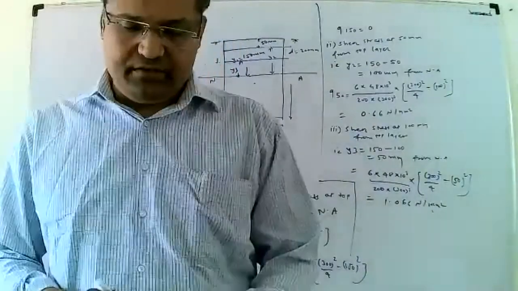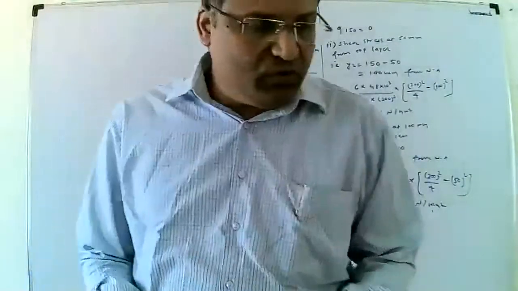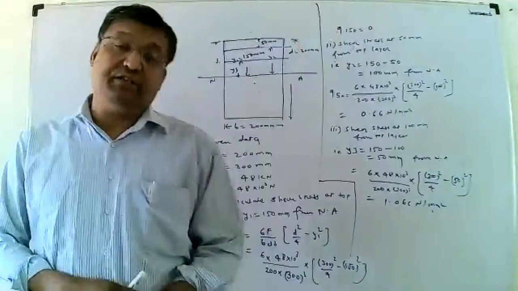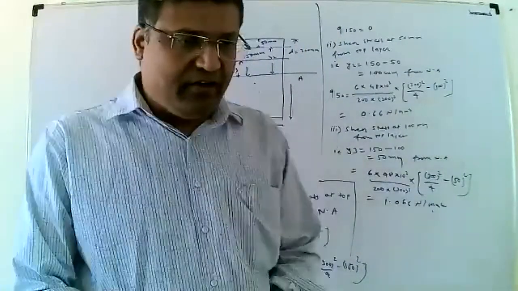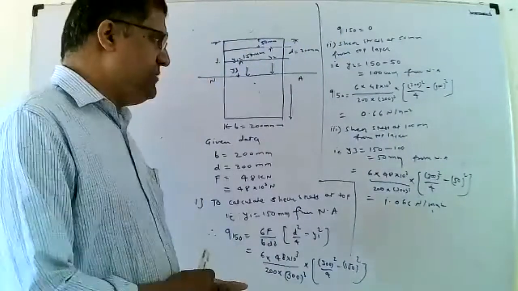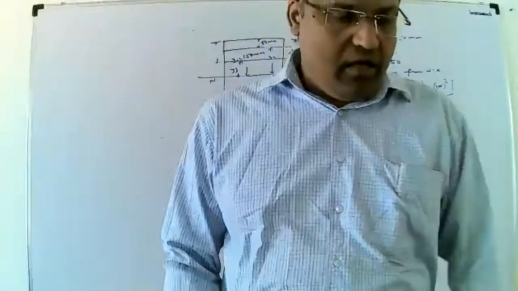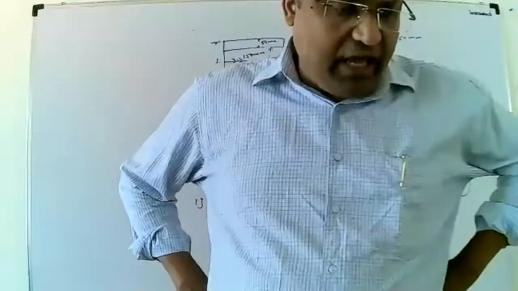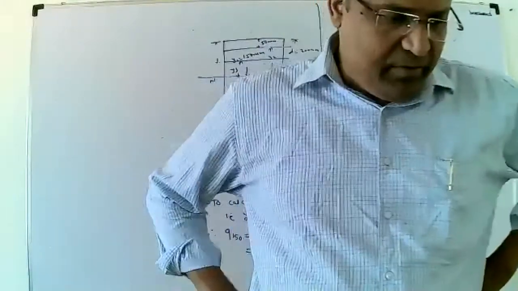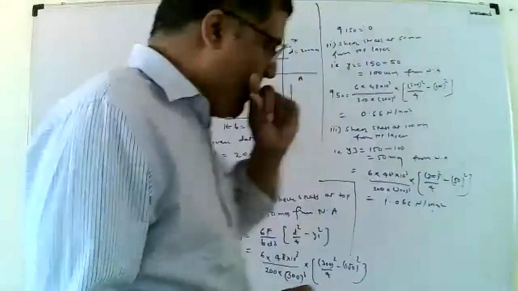Okay, just do the calculation, and you can easily calculate 1.066 Newton per mm square. That is the final value you get. This is a very simple way to calculate shear stress at the top layer with respect to the neutral layer. Here also we have to calculate shear stress at 150 mm from the top layer.